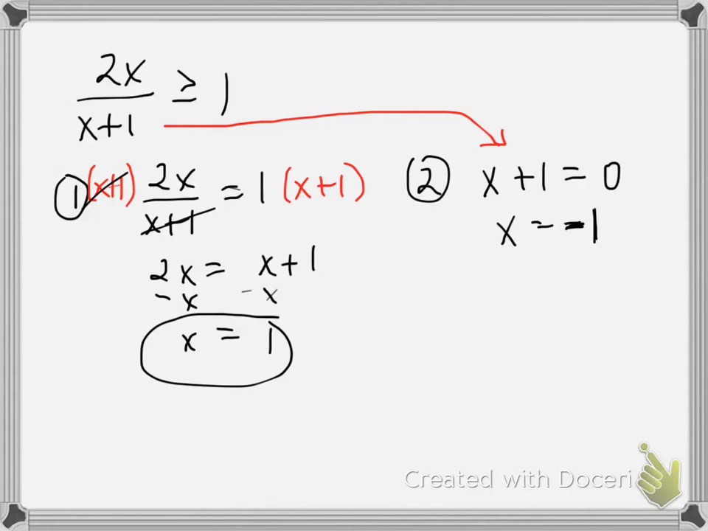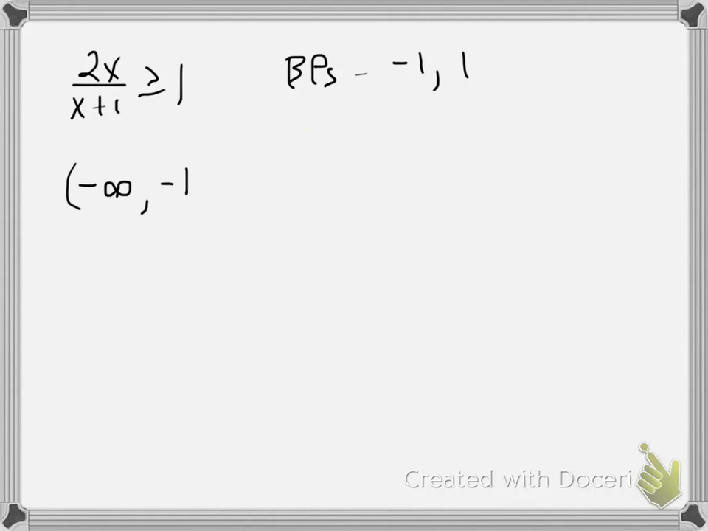So let's go to another page here. Let me rewrite the problem. 2x over x plus 1 greater than or equal to 1, and we found boundary points of -1 and 1. Okay, so I'm going to write my 3 intervals. Since I have 2 boundary points, I'll have 3 intervals, and I do come to -1 first.